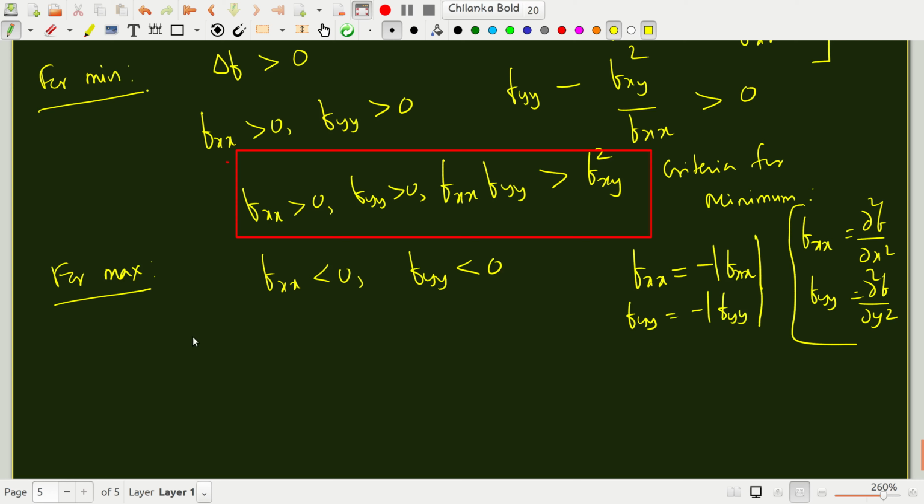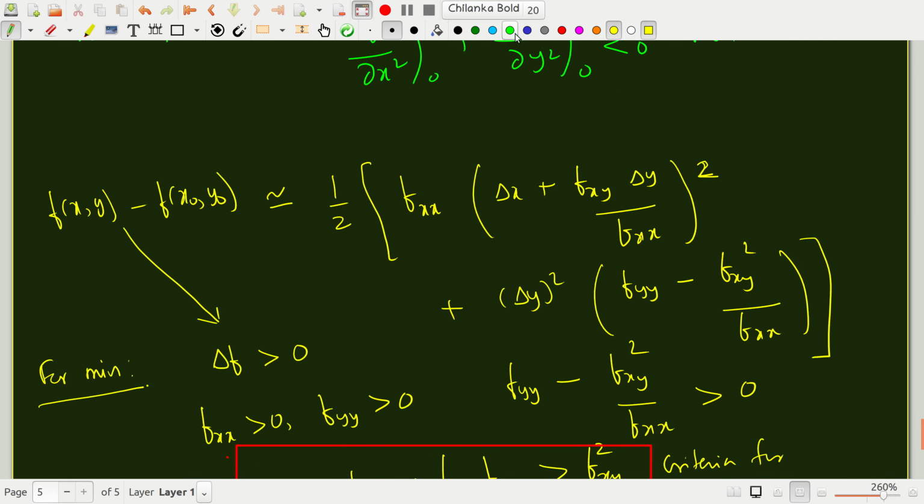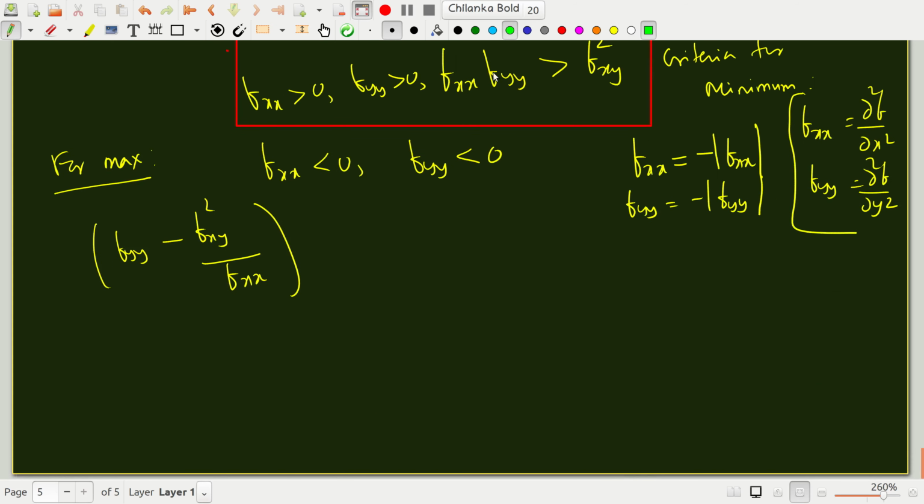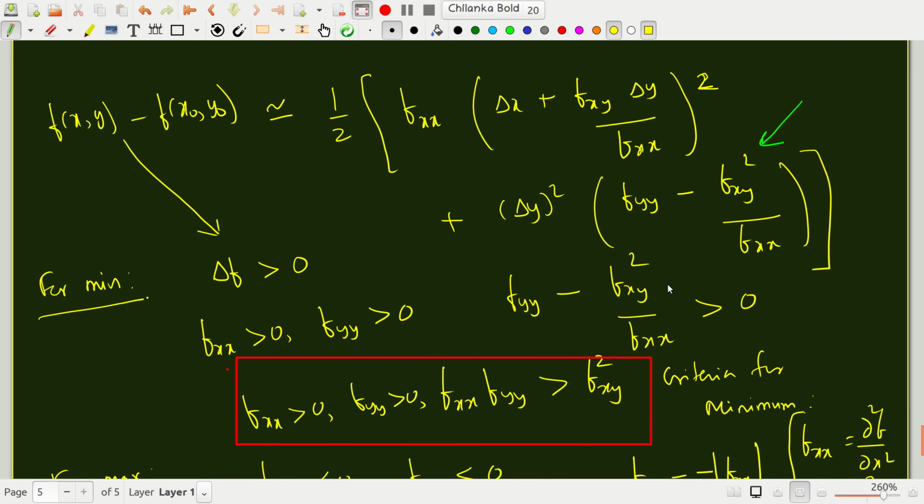Let's consider the term fyy minus fxy squared by fxx. This is what appears in the change in the function. If you look at this expression, this is the term that we are looking at. Just now we wrote this, right? You can write this in terms of mod fyy plus fxy squared by mod fxx. Now what should this be for a maximum?